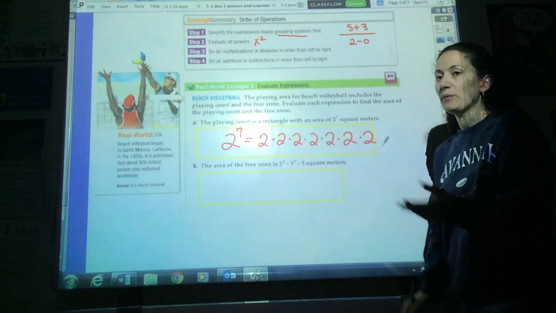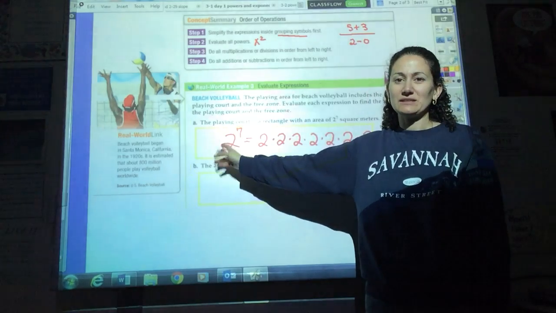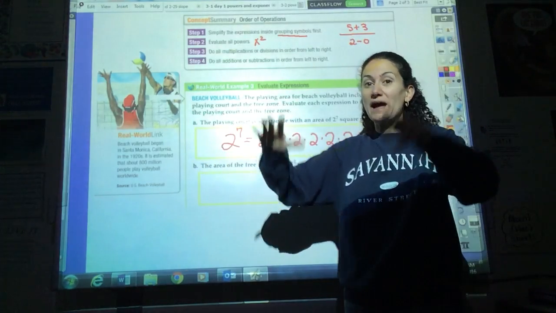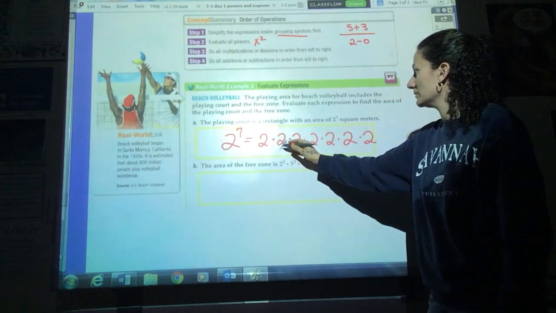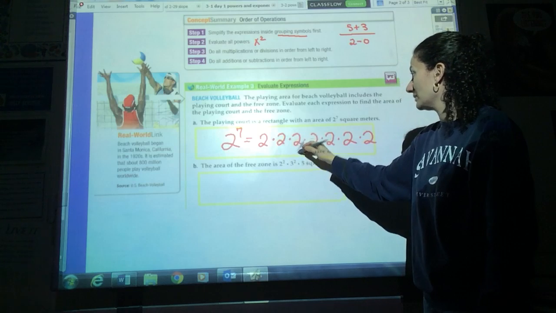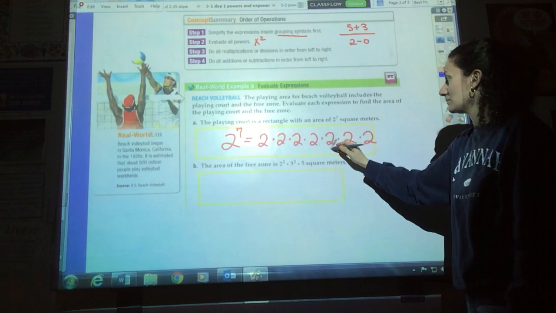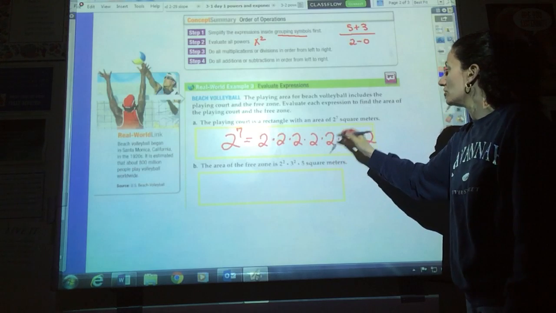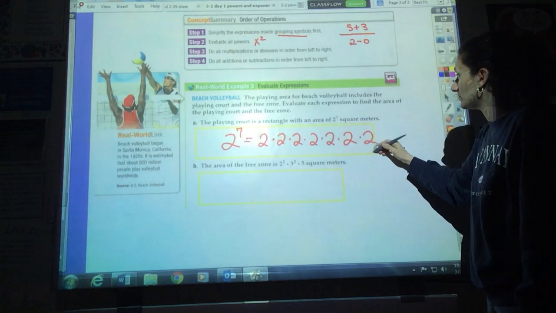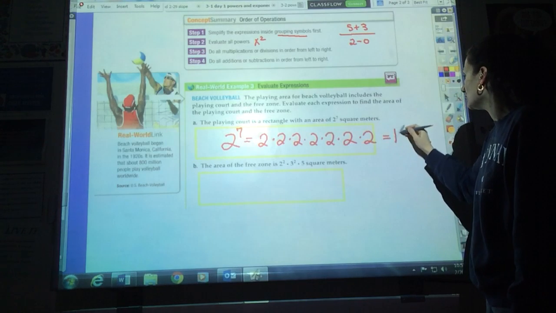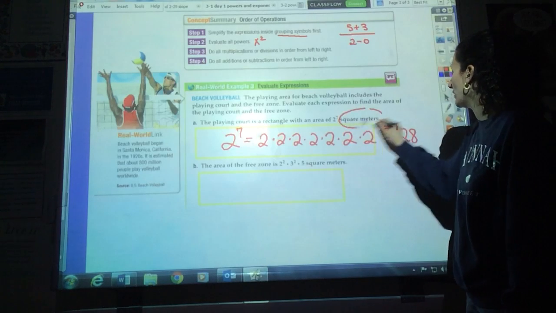And a common mistake is to do 2 times 7. This is not 2 times 7. 2 times 7 is 14. This is 2 to the power of 7. Let's evaluate. So 2 times 2 is 4. 4 times 2 is 8. 8 times 2 is 16. 16 times 2 is 32. 32 times 2 is 64. 64 times 2 is actually 128, much bigger than 14, and that was square meters.